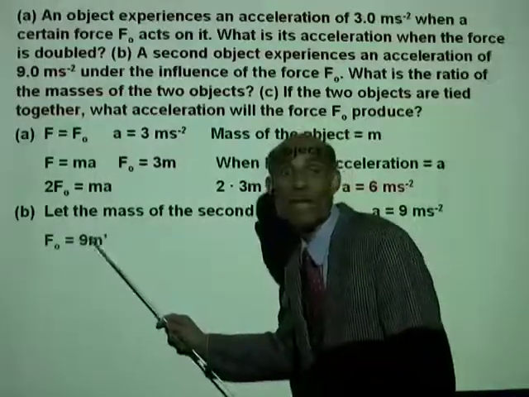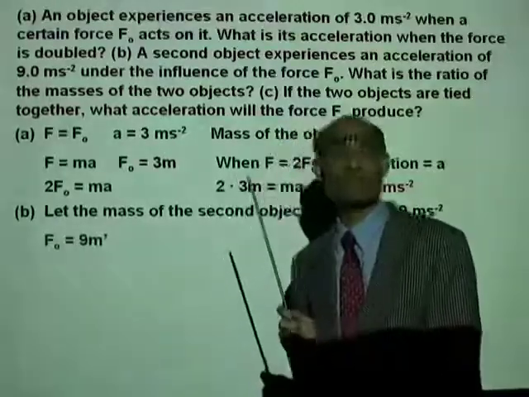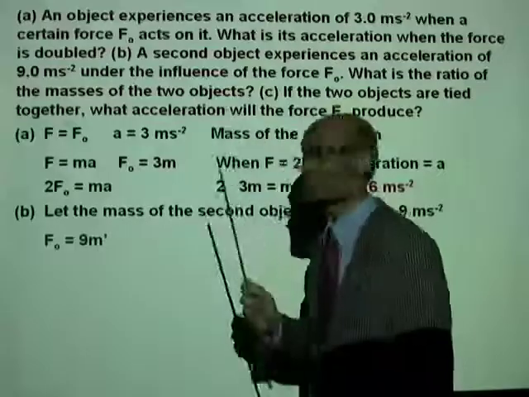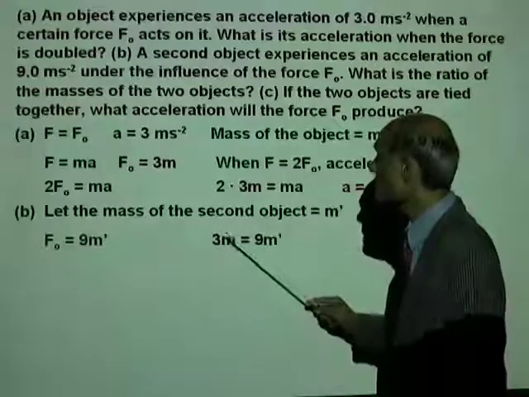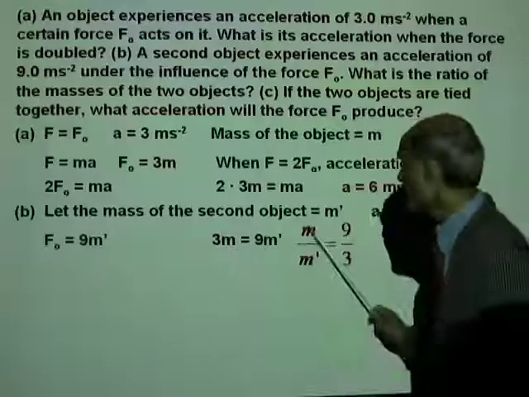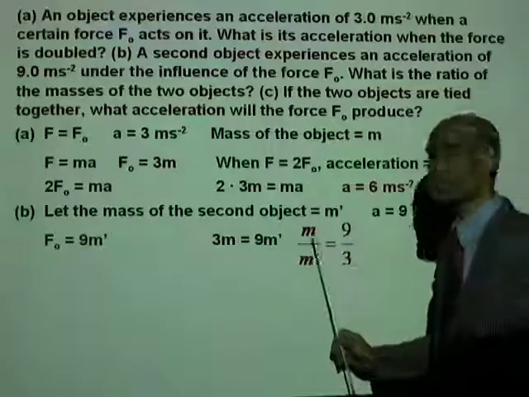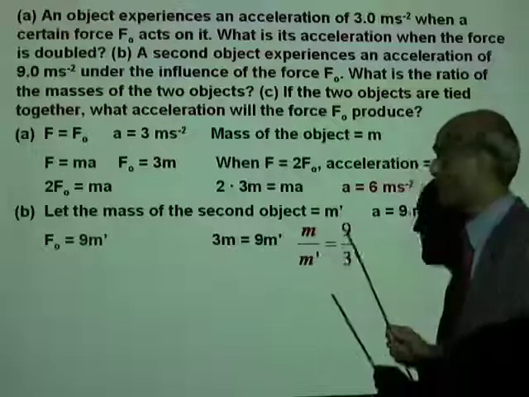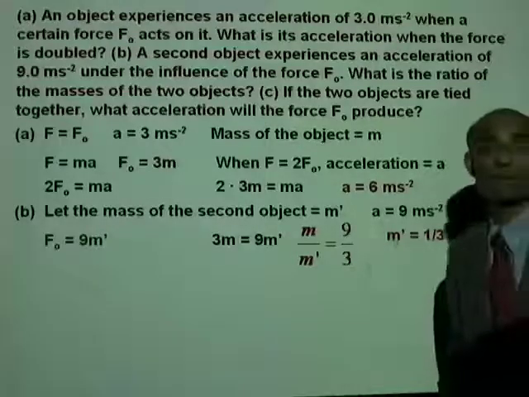F0 equal to ma. M here is m prime, acceleration is 9 meters per second squared. Well, you know that F0 can be replaced by 3m. So, F0 is replaced by 3m. 3m equal to 9m prime, and therefore m divided by m prime is 9/3. You understand that, isn't it? You see, 9m prime equal to 3m, or m prime equal to 1/3 of m.